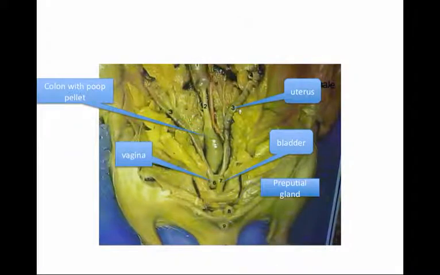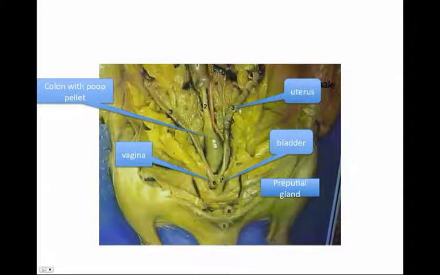For the female, here's where you might get confused. Now see, this makes it a little bit easier to see the colon because you have poop pellets that have already formed. But if those weren't there, it might make it more difficult. The uterus on either side. The oviducts and ovaries we'll take a closer look at in a minute.